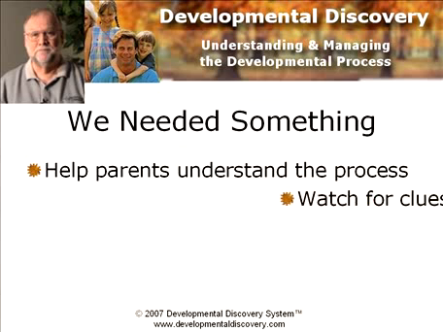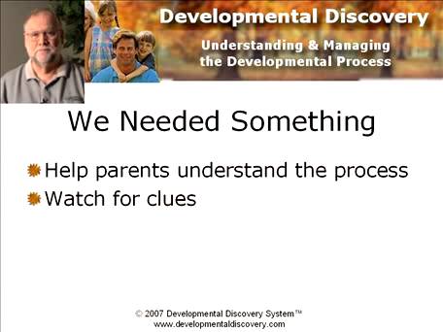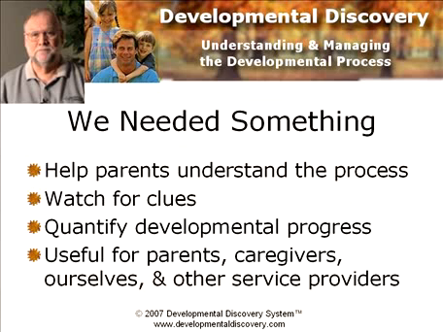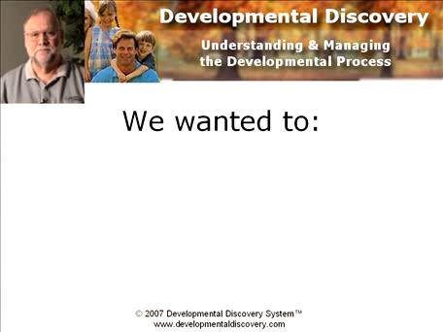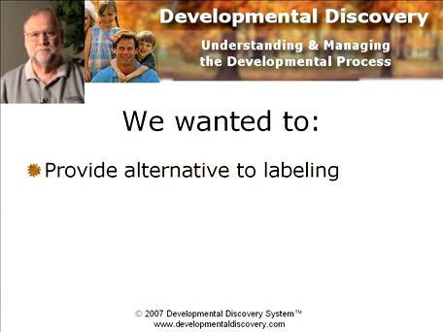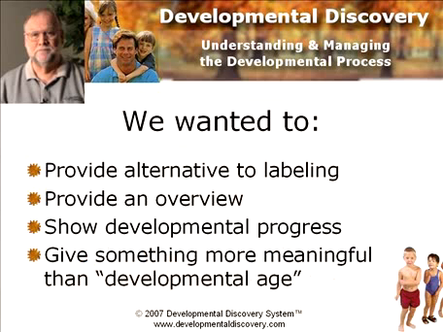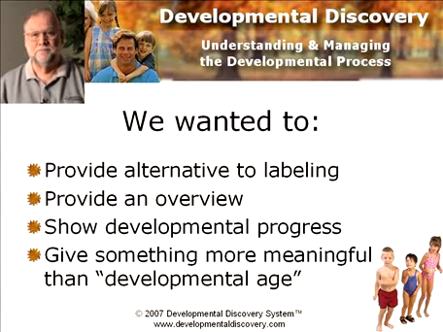We needed something that guided parents to watch for important developmental signals, and we needed something that would quantify a child's developmental progress. We tried several forms, looking for something that was appropriate for parents and caregivers, ourselves and other service providers who work with the children. We wanted to provide an alternative to the labeling game. We wanted our report to provide an overview. We wanted a better way of describing the child's developmental progress, and we wanted to provide information more meaningful than developmental age.